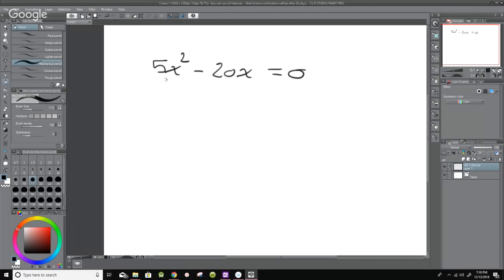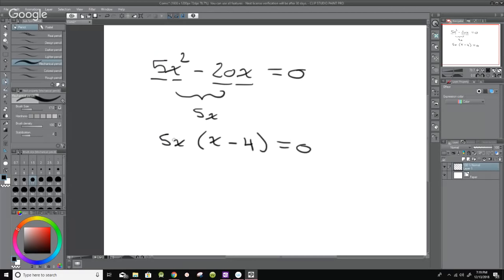If you look at this term, and you look at this constant, 20, they're both divisible by 5. And then they both have an x in them. So these two terms both share 5x. If I take 5x out of each of these, what does that leave me here? If I take 5x out of this, it leaves me with x. If I take 5x out of here, it leaves me with a negative 4. And then the right side stays 0.